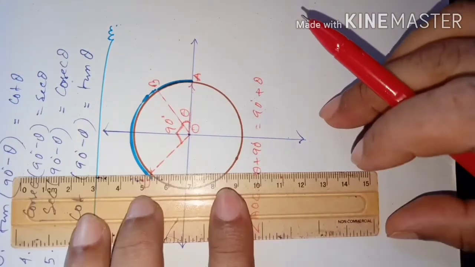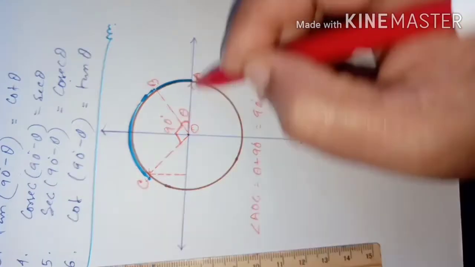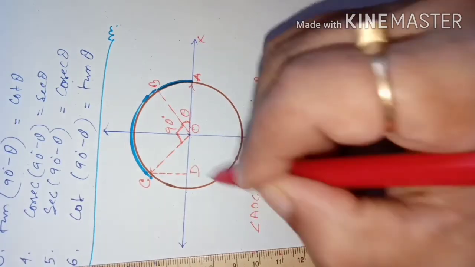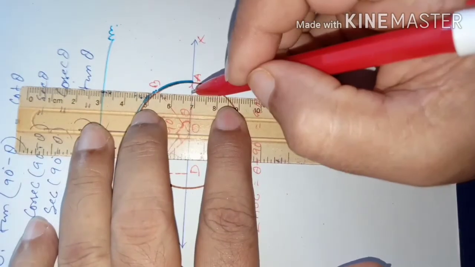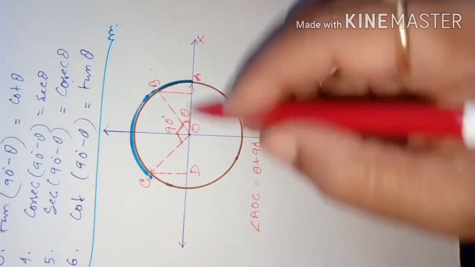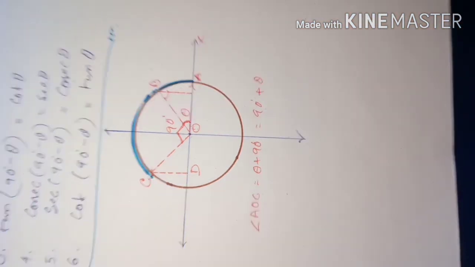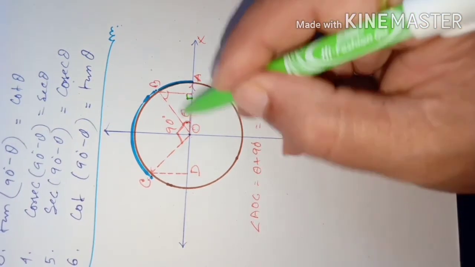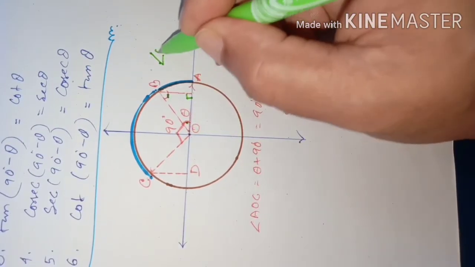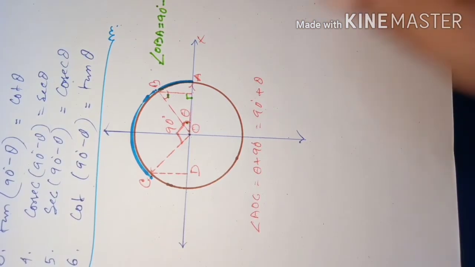Let me drop one perpendicular from this point C to the x-axis, that is, suppose CD. Let me drop one perpendicular from B also to the x-axis. Now dear students, look at these points. This is your angle theta. This angle will be 90 minus theta. As you know, this angle is 90 degrees, therefore this plus this also is 90. Therefore angle OBA is equal to 90 minus theta.